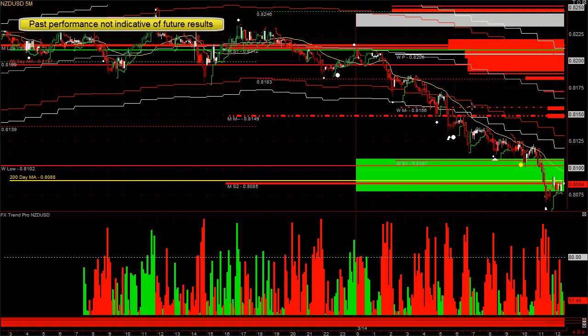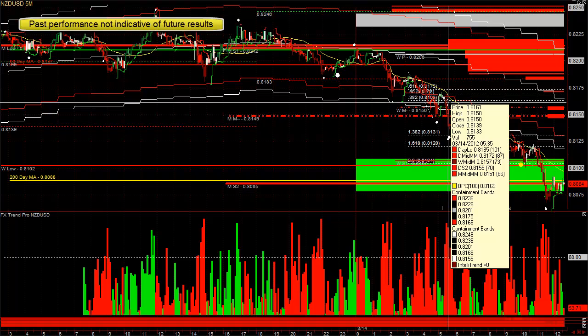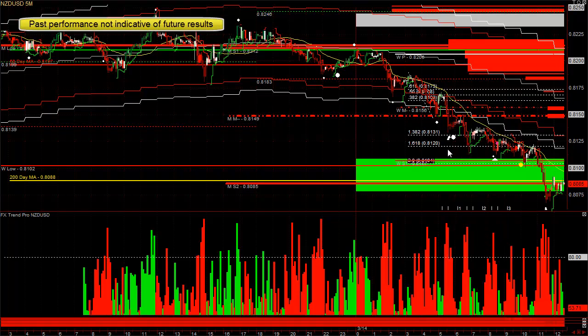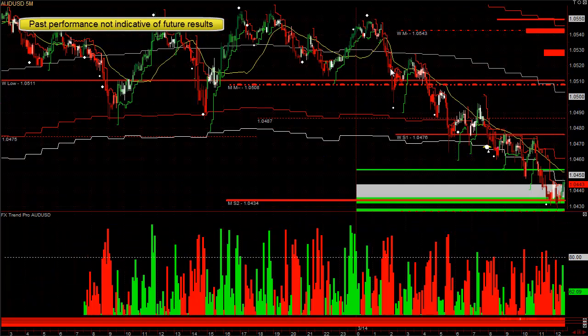And when it gets underneath the lower containment bands, usually I'm drawing my fibs and I'm going to get out of the whole trade again at the 1.618. So if I had sold this here at 61, I'd be out of the whole trade at 20. Let's take a look at the Australian dollar as well. Weak Australian, strong dollar.